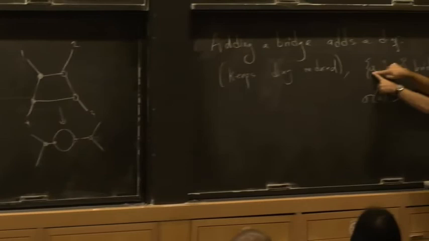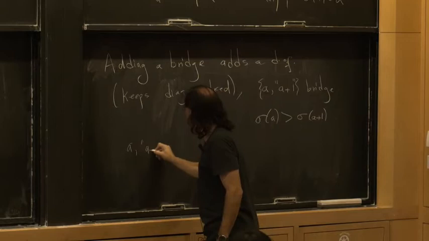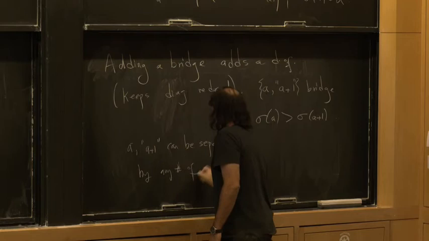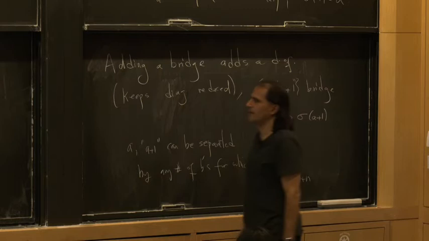More generally, this is what I mean by a plus 1. A and a plus 1 can be separated by any number of b's for which sigma of b is either equal to b or b plus n. And that's it. So you can't use any of those.